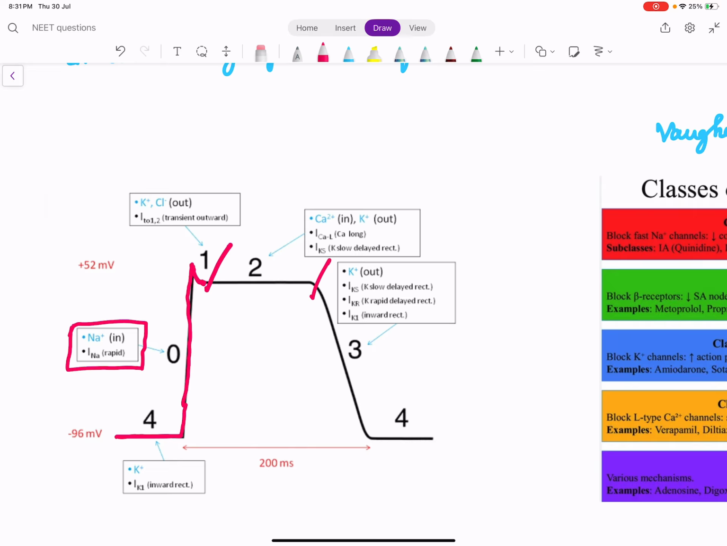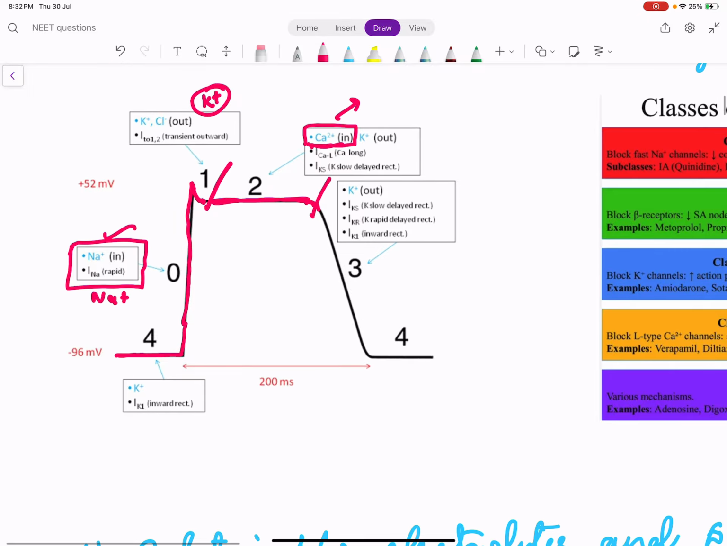So phase 0 is brought about by sodium, phase 1 is brought about by potassium, and phase 2 is the plateau phase, where calcium tries to come in to balance the potassium which is going out. So the ion which is very important for phase 2 plateau phase is calcium. And when calcium channels close, potassium again succeeds. So more potassium comes in and the membrane hyperpolarizes. So phase 3 is again by potassium and phase 4 is hyperpolarization.